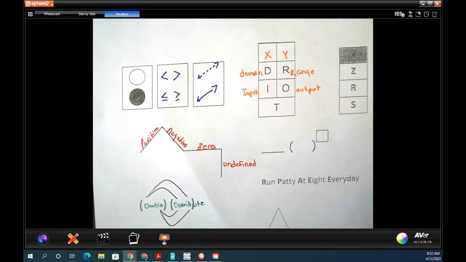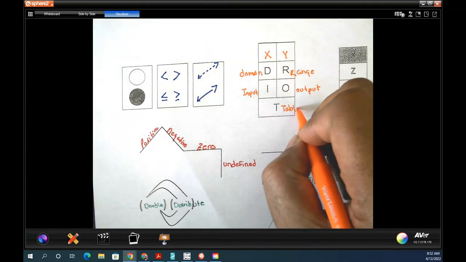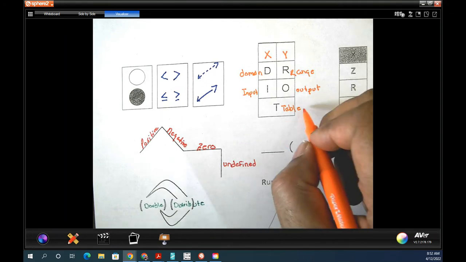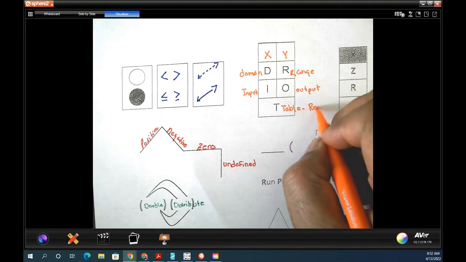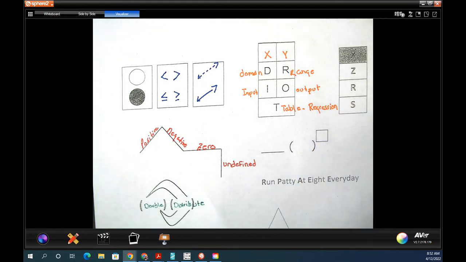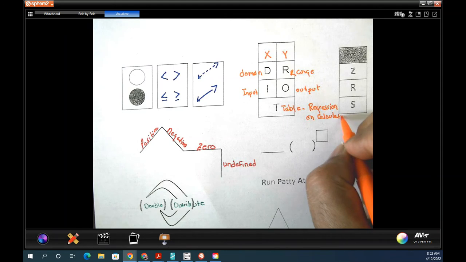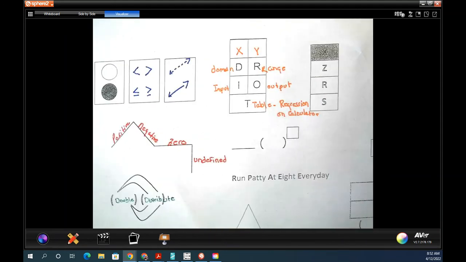Now, T stands for table, which means do a regression. Regression on calculator. So anytime you get a table, we're going to do a regression on the calculator. Okay.